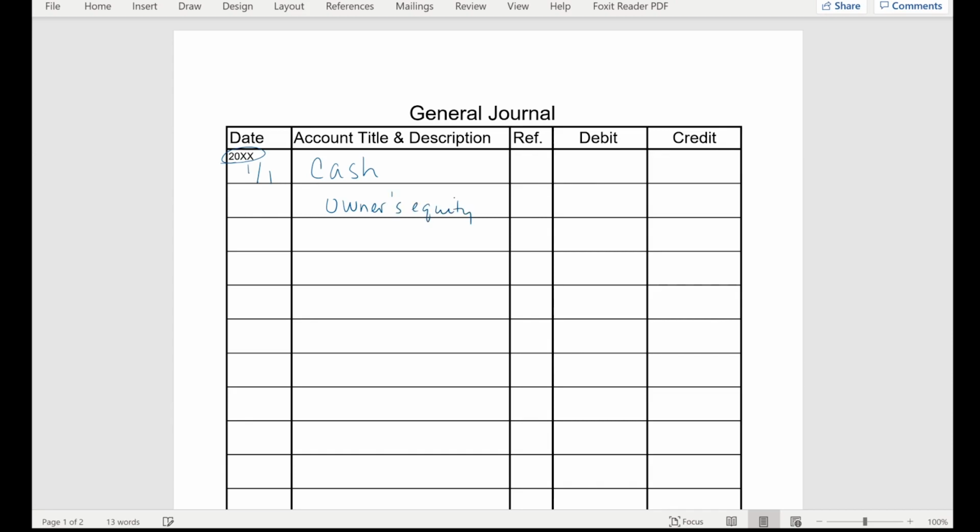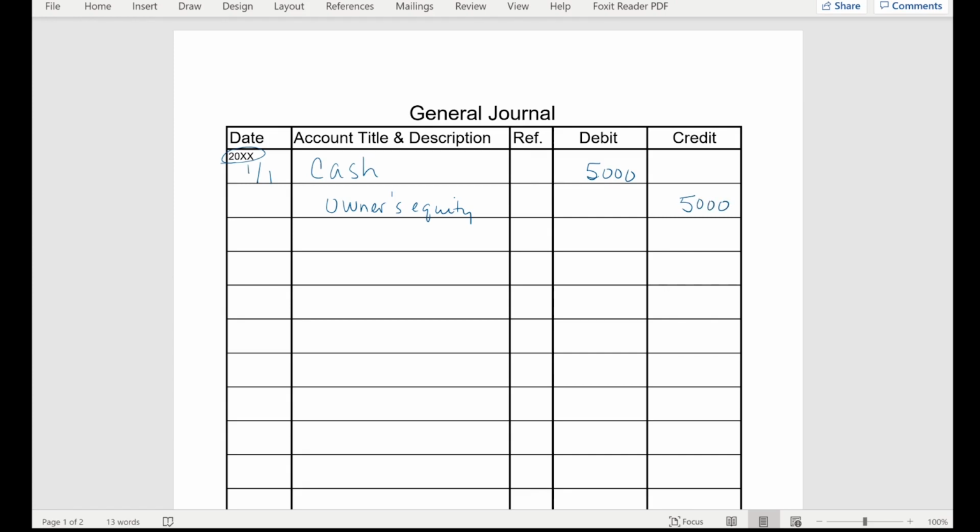And these journal entries are what go on behind the scenes in accounting software, but again, just so that you have an understanding of that double entry accounting. So the owner put in $5,000 in cash, so we're going to do the debit to cash for $5,000, and we're going to credit owner's equity for $5,000.